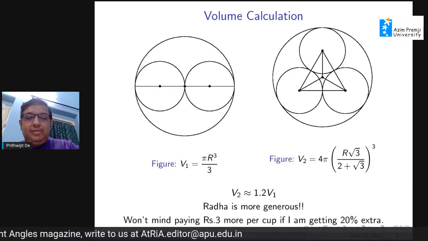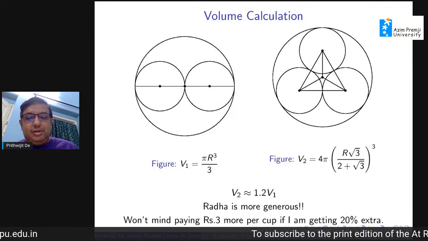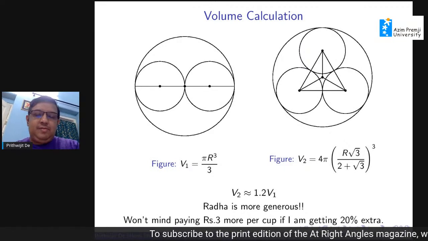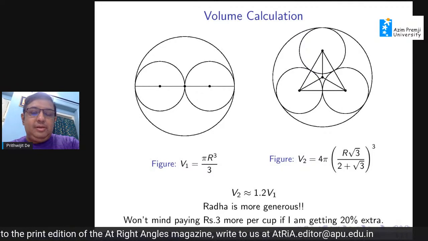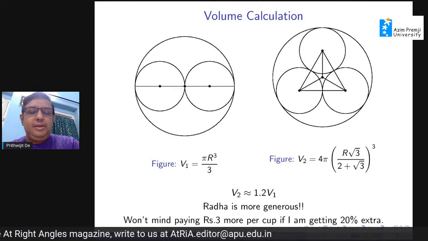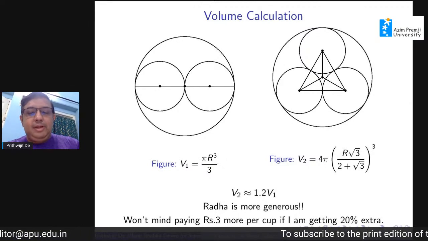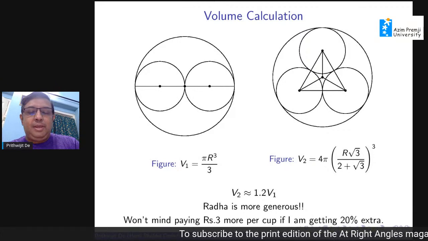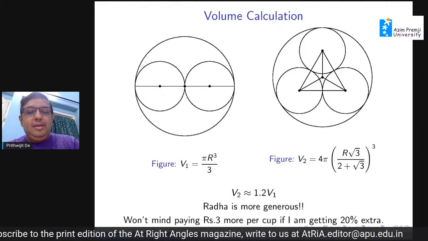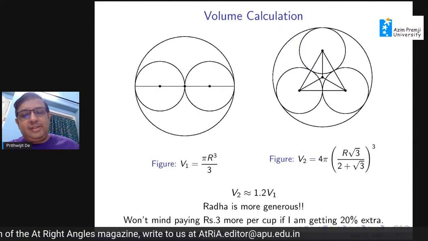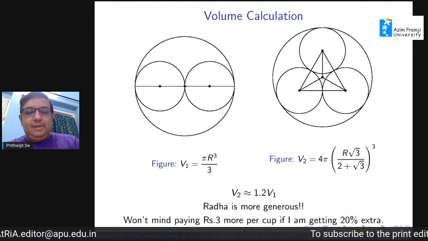So approximately, V2 is 1.2 times V1. So Radha is offering 20% extra for 3 more rupees. From a buyer's point of view, this may be a fair deal, because he's paying only 3 rupees more, and he's getting one more piece and also more volume of sweets. So if a buyer thinks, okay, I'm paying less per piece and I'm getting more sweets, and there's a difference of only 3 rupees, so I don't mind going for this deal. The unit price here is 5 rupees, but I'm actually paying only 3 rupees extra on the aggregate.